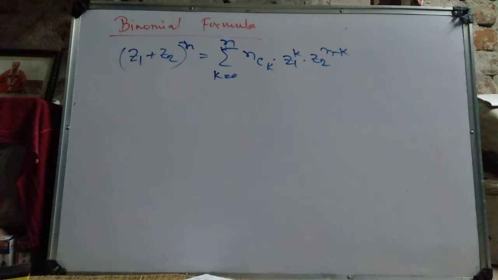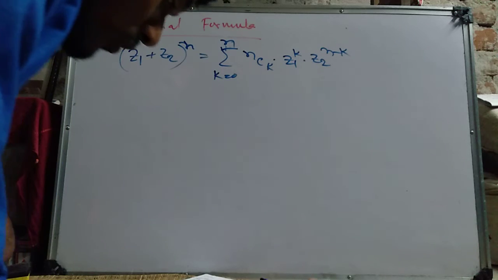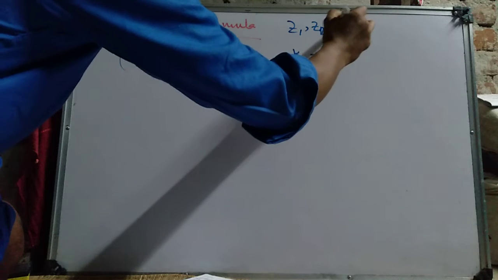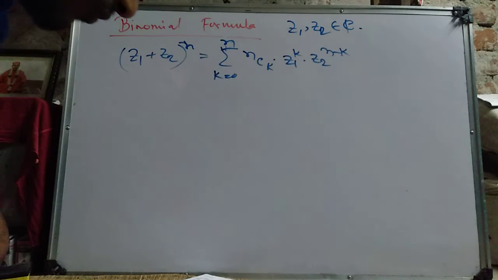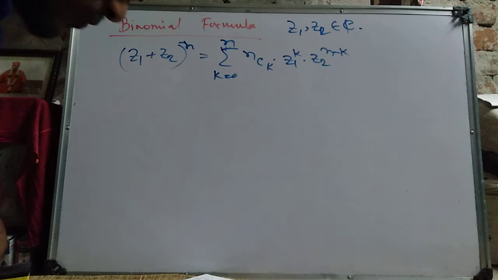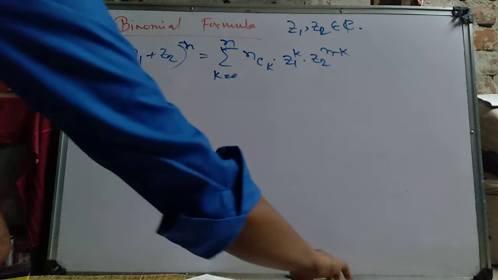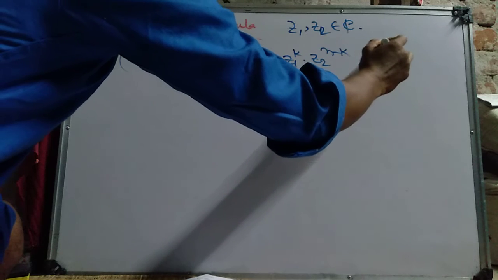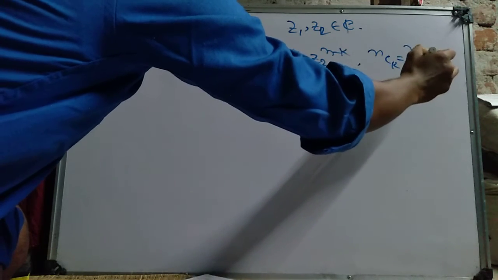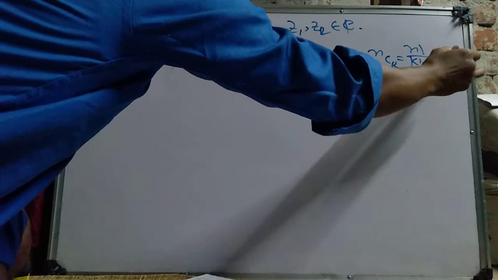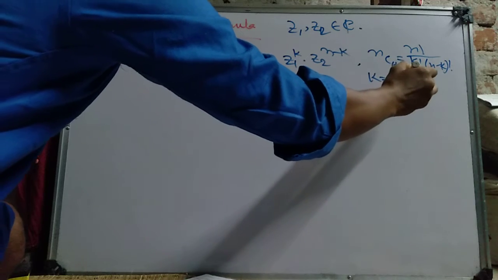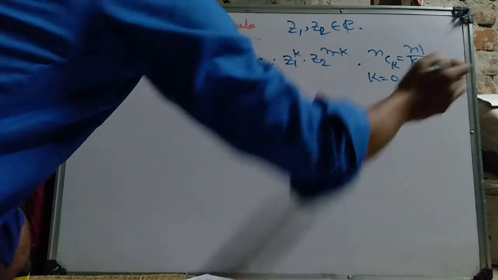How do we prove this one? This is an important topic. Here z1 and z2 belong to the complex numbers, and we denote it in this way, where nCk equals n factorial divided by k factorial multiplied by (n minus k) factorial, where k equals 0, 1, 2, up to n.